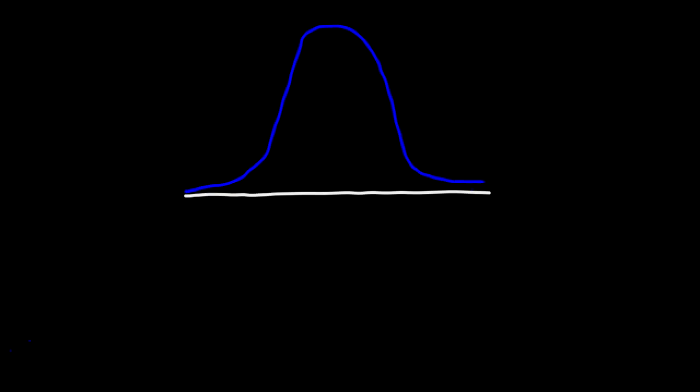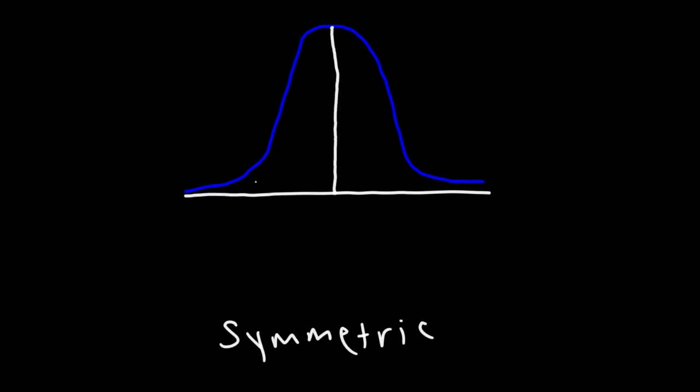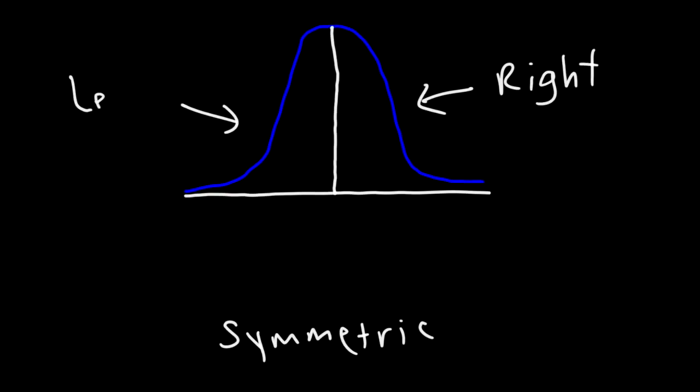In this video, we're going to go over the different shapes of a distribution. So the first one we're going to consider is a symmetric distribution. Now, why is this distribution symmetric? If we draw a line right in the middle, notice that the left side is basically identical to the right side. And so that makes this distribution symmetrical.